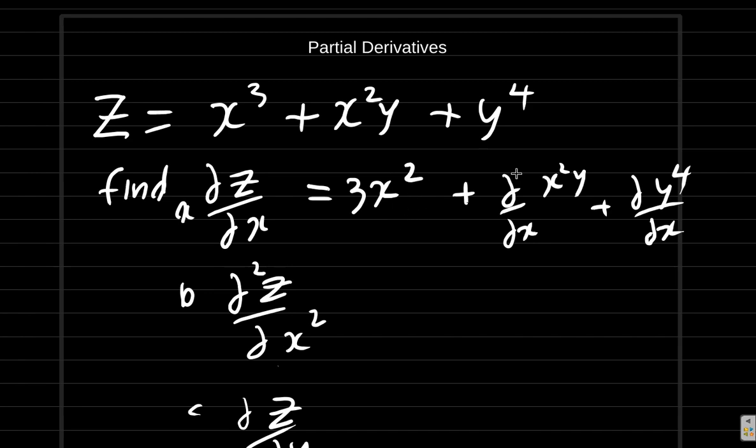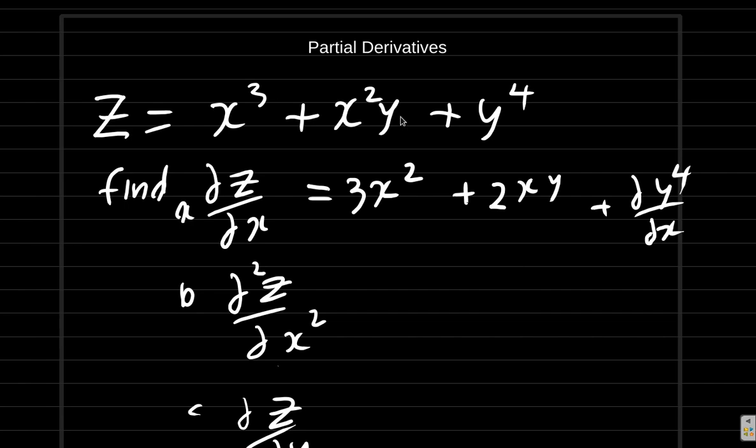Then what is the partial of x squared y with respect to x? Well, you treat y as if it's just a number, so you're not going to interfere with it. So you bring down the 2, it's going to be 2x to the 2 minus 1, which is 1. So it's 2x to the 1, which is just 2x times y. Let me write the 2 a little bigger. So it's 2xy.